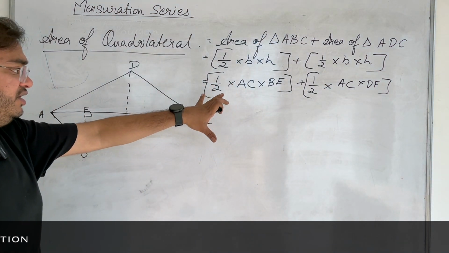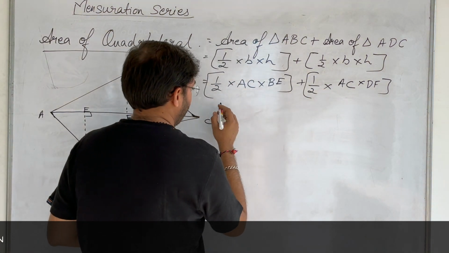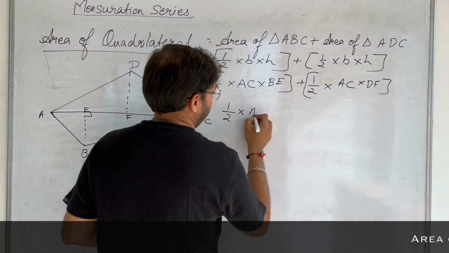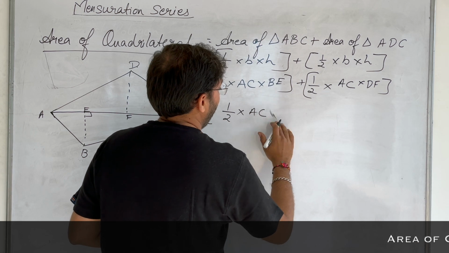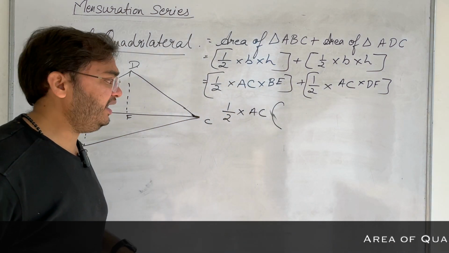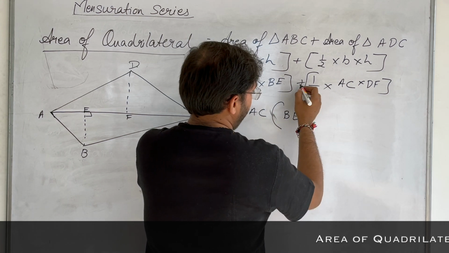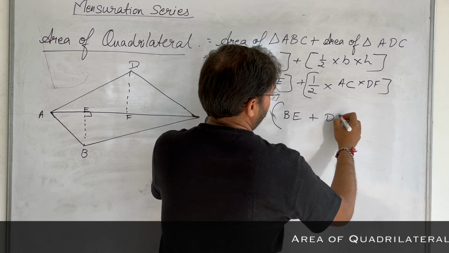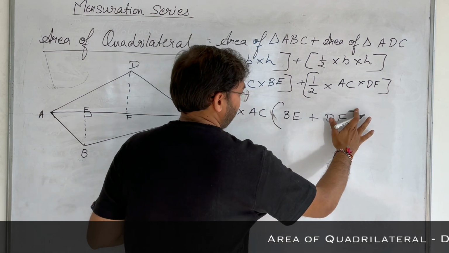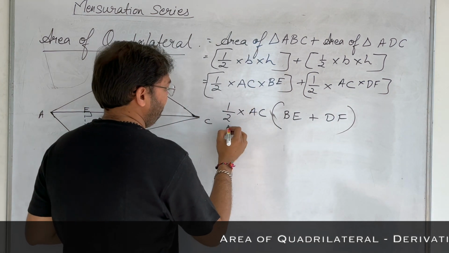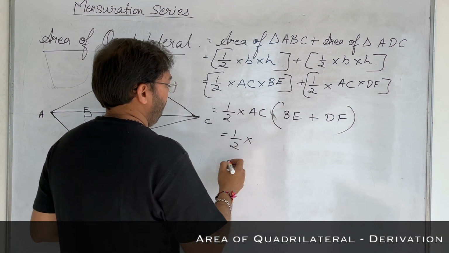Now if you focus over here, then this half and half are common. AC is common. Now nothing else is common, so we'll draw the bracket. In the first bracket, BE is left. Between them is the plus sign, and in the second bracket, DF is there. Let us draw it this way. That means half into AC.